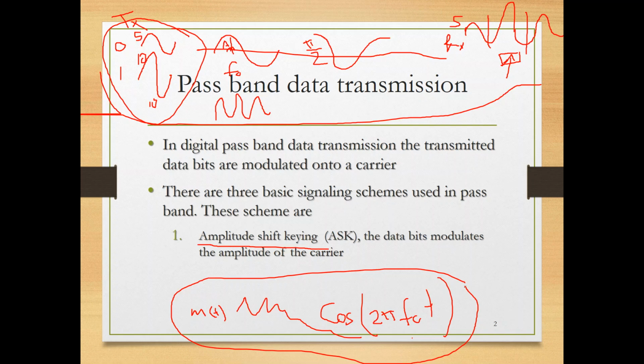In digital, what's the difference? In digital, the message or the data we are transmitting is no longer analog. It's quantized and encoded. They are bits, zeros and ones. That's why the mapping should be between the bits and the properties of the carrier. So this is the first type of signaling or modulation, amplitude shift keying.